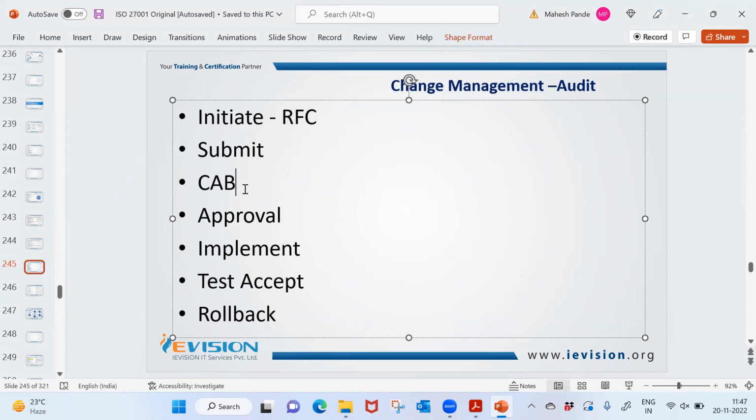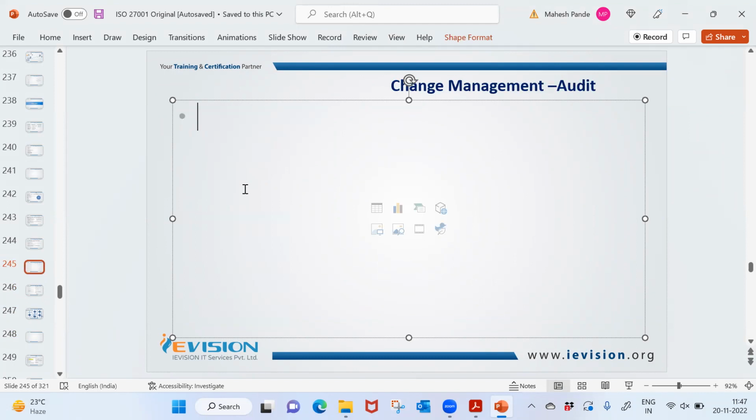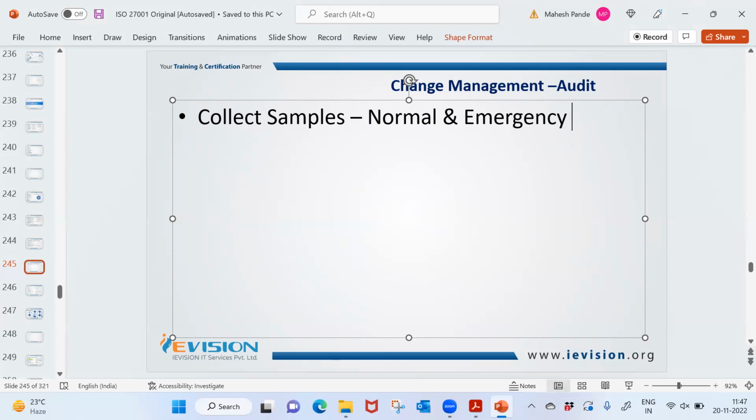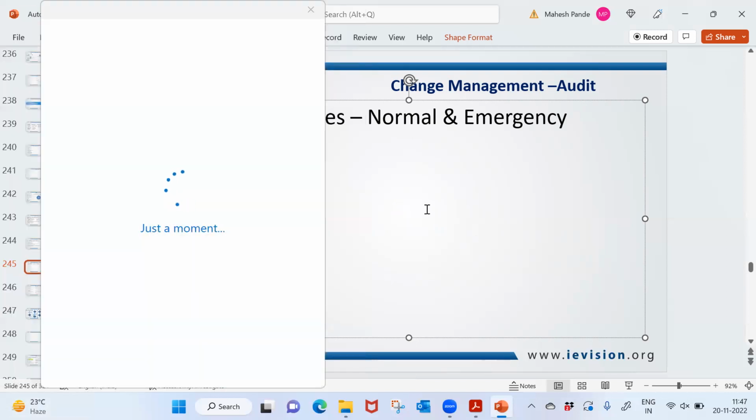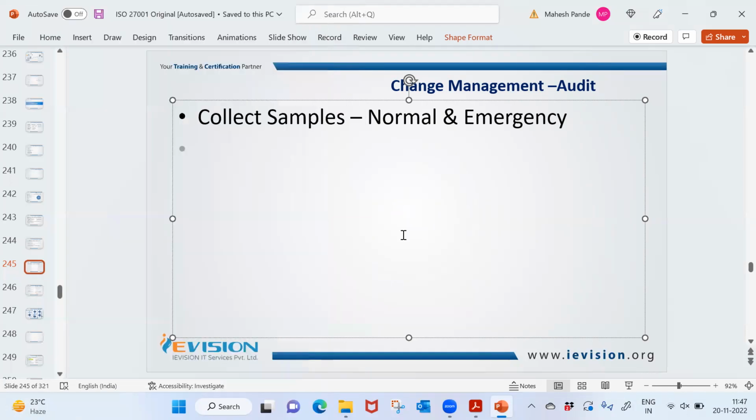If I'm going to be the auditor, I will first of all collect samples, samples for normal and emergency changes. Now, this sample size in general, my dear friends, not only for change, but for all different areas of audit, will be agreed initially with the client, because you will not really have the time to get into all the samples. Is that clear? So you'll have to be very clear.